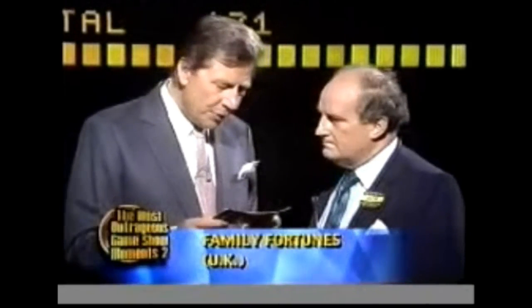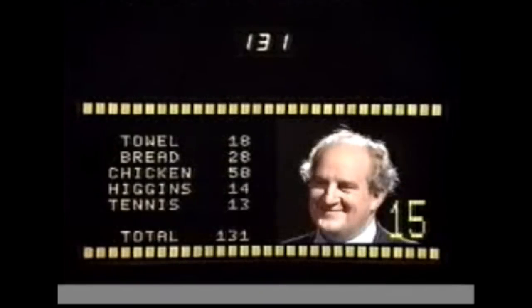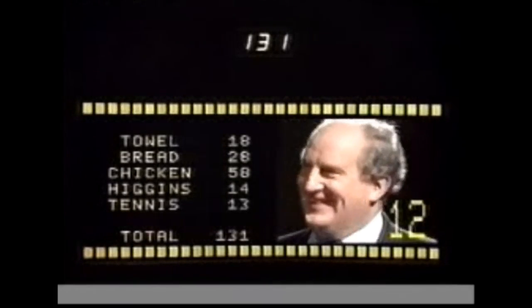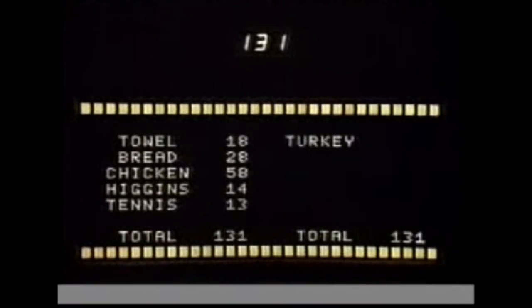Name something people take with them to the beach. Turkey. The first thing you buy in a supermarket. Turkey. A food often stuffed. Turkey. I said to you, name something people take with them to the beach. You said. The answer was the first thing you buy in a supermarket. The answer was. And the survey gave you a food often stuffed. You said.